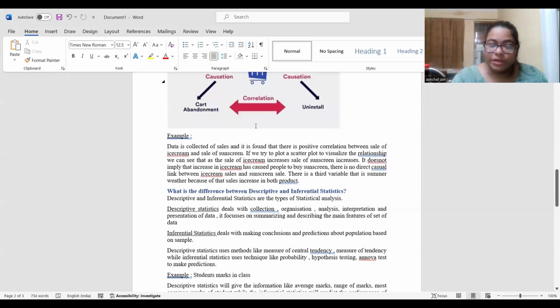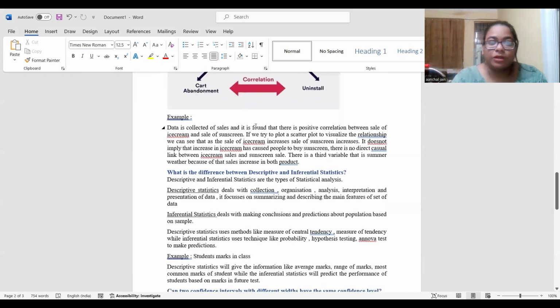So let's understand with an example. Here I have taken the sales of ice cream and sunscreen. And it has been found that there is a positive relation between them. It means that if we plot a scatter plot, we will find that as the sale of ice cream increases, the sale of sunscreen will also increase.